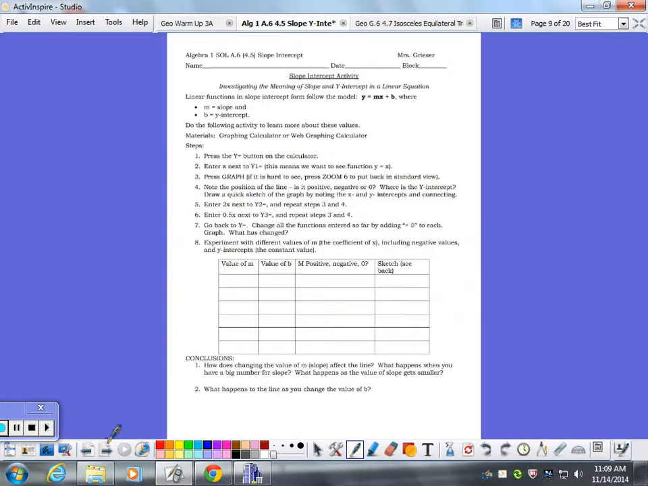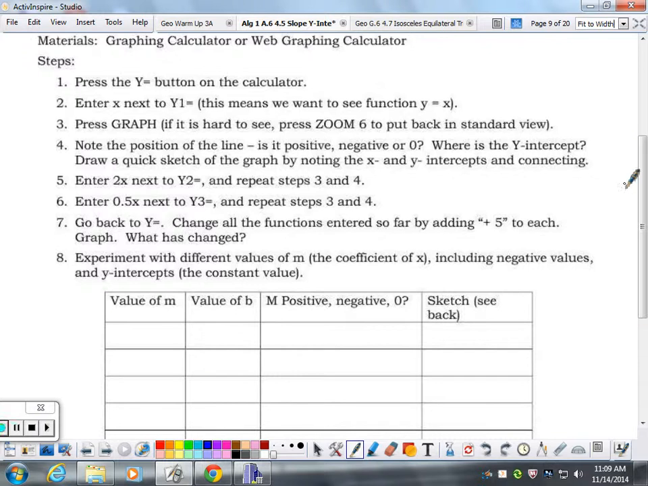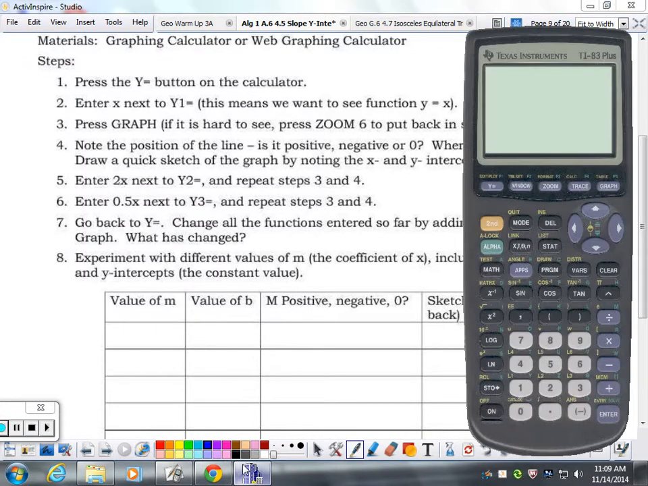Okay, so we've got this paper here. I'm going to make this a little bigger so you can see it. And so at first we're just going to follow along together here. So you need your graphing calculator. And we talked about this a little bit. Turn it on. You can clear it out if it's not clear. I'm going to clear mine out. Okay, second plus that 1, 2.